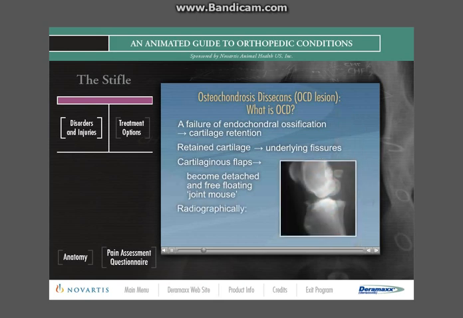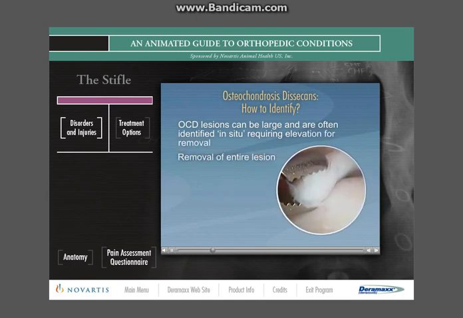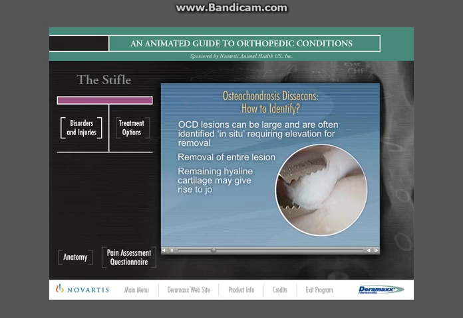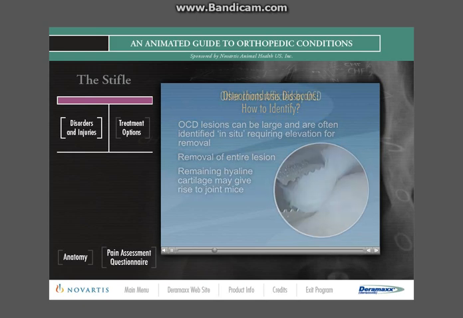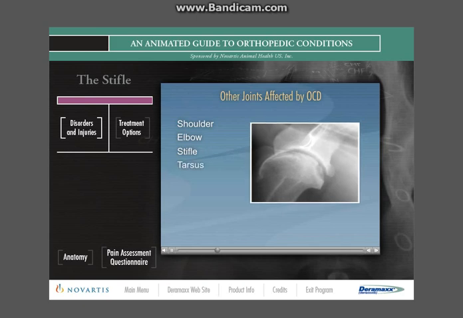Radiographically, OCD appears as a defect in subchondral bone, and radiographs of the contralateral limb may be helpful for both comparison and/or diagnostics. OCD lesions can be quite large and are often identified intraoperatively in situ, requiring elevation for removal. It is important to remove the entire lesion. Remaining hyaline cartilage may give rise to joint mice. Joints most commonly affected by osteochondrosis include the shoulder, elbow, stifle, and tarsus.